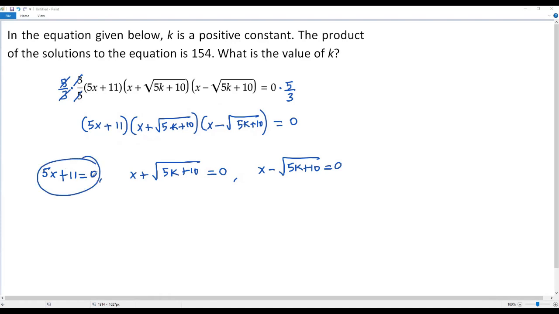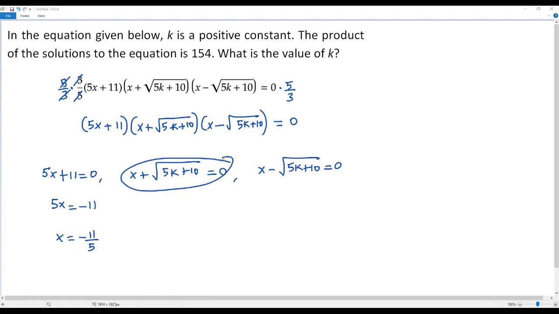Now let's solve for x in the first equation. For that, we subtract 11 from both sides, and I get 5x equals negative 11. Now to get rid of the 5 multiplied by x, I divide both sides by 5, and I get x equals negative 11 over 5. So for the given equation, I got one of the solutions, one of the values of x, negative 11 over 5.